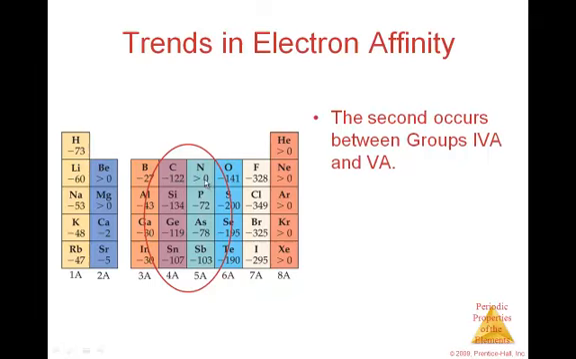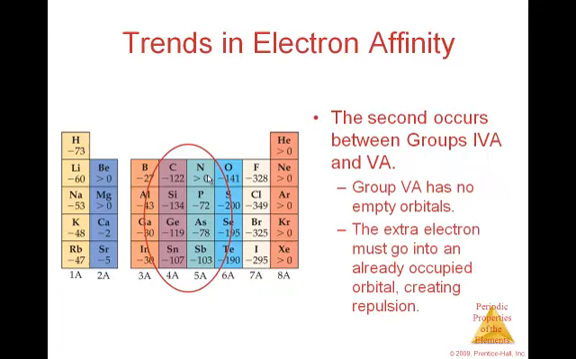However, with nitrogen, it is already half full, and it would be somewhat resistant to have an extra electron added to that, because then you would have to start pairing up the arrows in the sublevel, and the electron-electron repulsions would be relatively high because you're trying to put 2 electrons in the same orbital, which of course can happen, but in terms of energy released when this happens, you can see for nitrogen in this case it's greater than 0. And according to this PowerPoint, group 5A has no empty orbitals, and the extra electron must go into an already occupied orbital, creating repulsion.